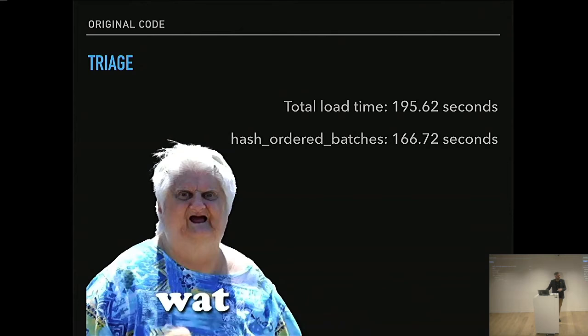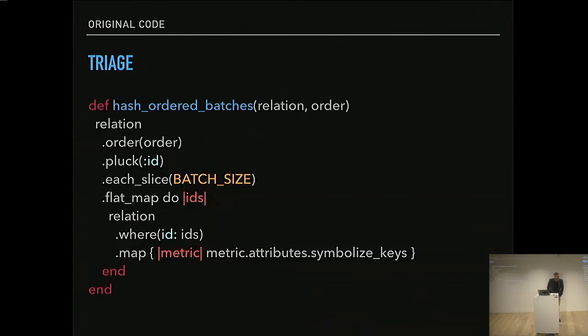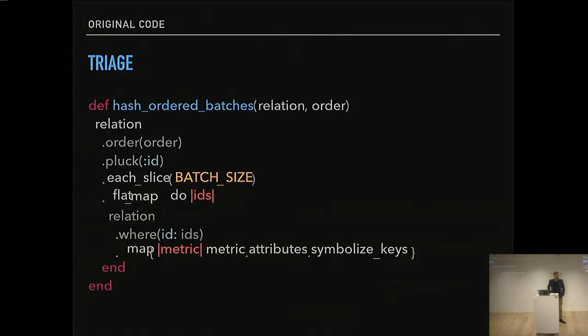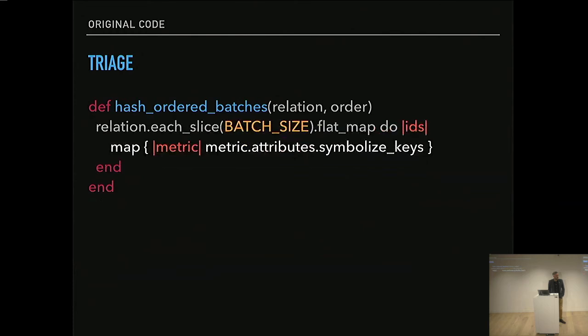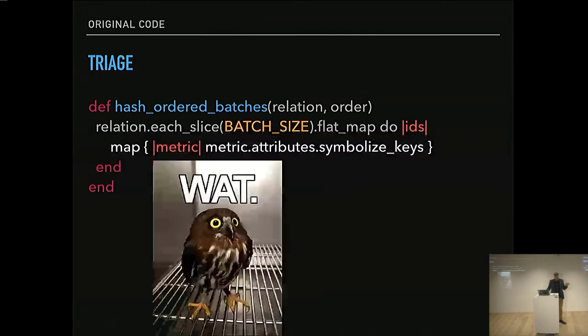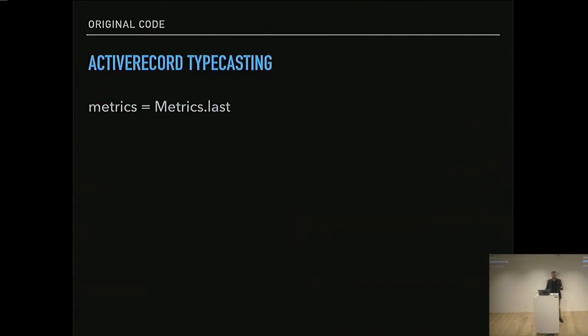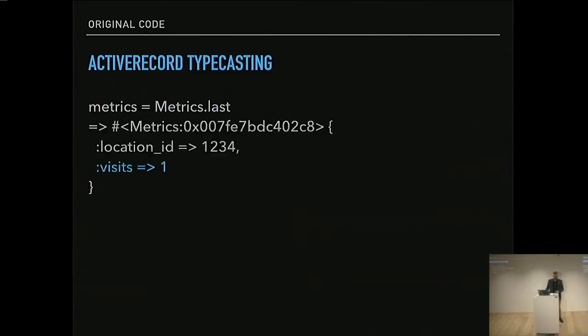So we pull out that method. I come across this, and it's a bit overwhelming, but ultimately you can break down the longest running part of this query right here. It's this metric attribute symbolized keys. You can be excused if you looked at this and thought, what? Because it is a bit crazy, but there is actually some logic behind this. It's related to the ActiveRecord typecasting.